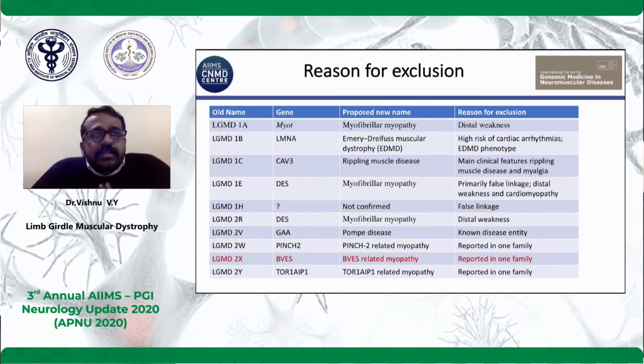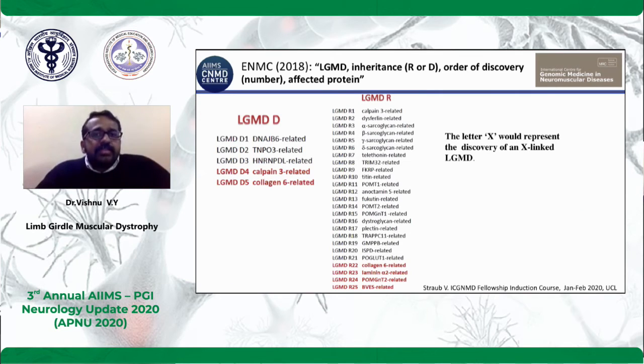2V is a clinically different entity, Pompe's disease, which is an already well-established disease. They don't want to put it into LGMD, so that was also removed. The rest of them were removed because they were reported in only one family. Of these, 2X came back. If multiple families are later discovered, then you can come back. It's like getting out of a cricket team and then performing well and coming back to the team. When more families are reported, they will come back. So this is the current classification.